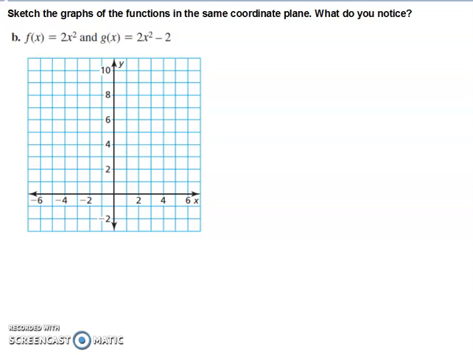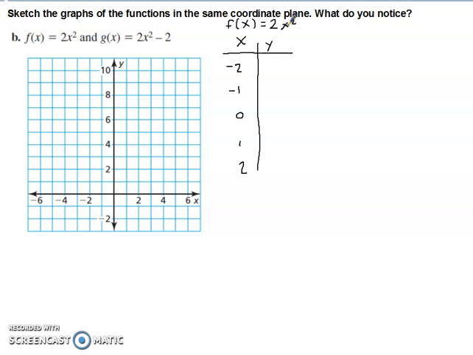So now we're going to look at a graph very similar to the last one, except we have a coefficient of 2 on our f of x and g of x functions. So we should know that our graph is going to be a little bit more narrow than my original x squared graph. Since we're multiplying everything by 2, I'm just going to do -2, -1, 0, 1, 2.